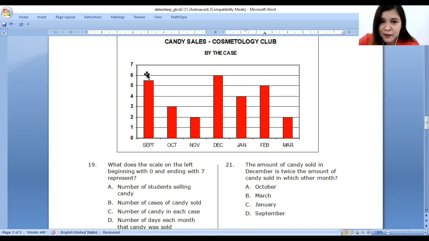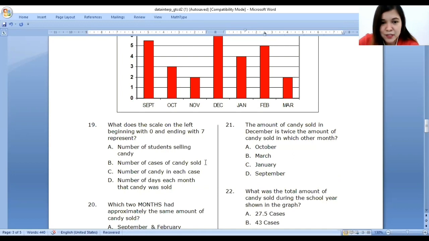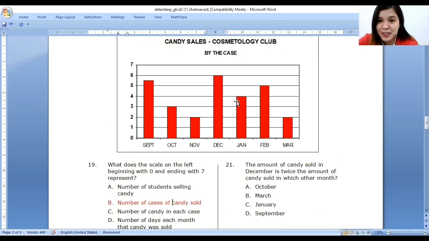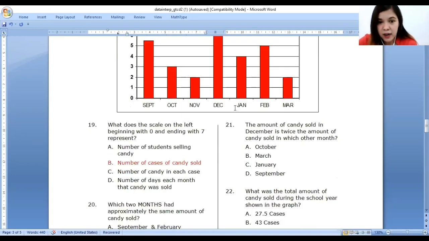So, alam naman natin nakalagay dito yung number of cases sold. Diba? So, itong ating first column, yung ating y-axis. So, ang tamang sagot dito, letter B. So, maintindihan namang mabuti kung ano talaga yung ating pinag-uusapan based on our given bar graph.